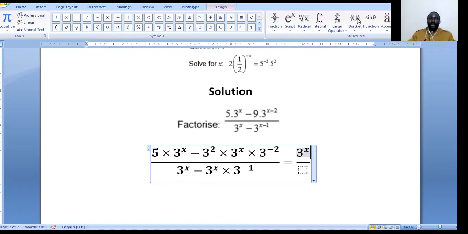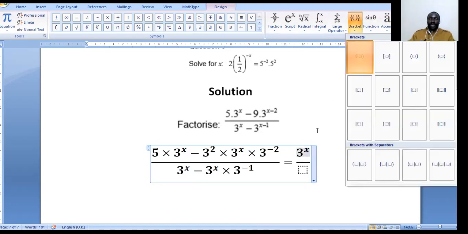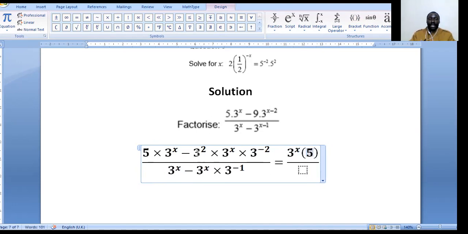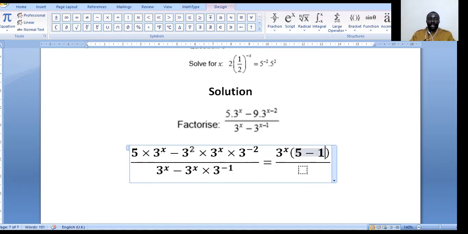Then we'll have a bracket. Inside the bracket, we will now have this 5 minus this. Notice that this one will simplify to 1. Why? Because 3 exponent 2 times 3 exponent minus 2 will be 3 exponent 2 minus 2. So 2 minus 2 is 0, and 3 exponent 0 is 1.